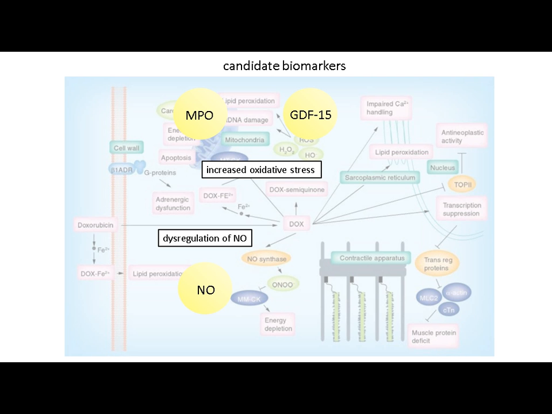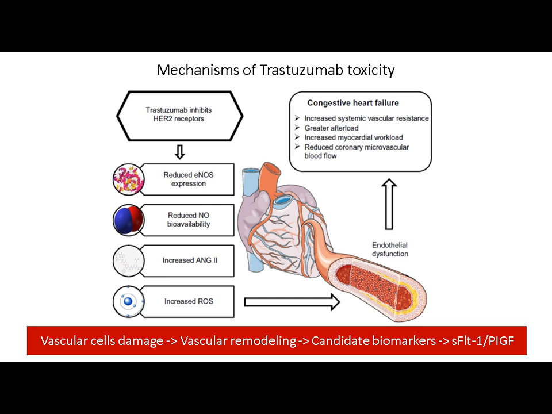These are biomarker candidates relevant to the pathways by which anthracycline causes cardiotoxicity: myeloperoxidase, GDF15, and NO.